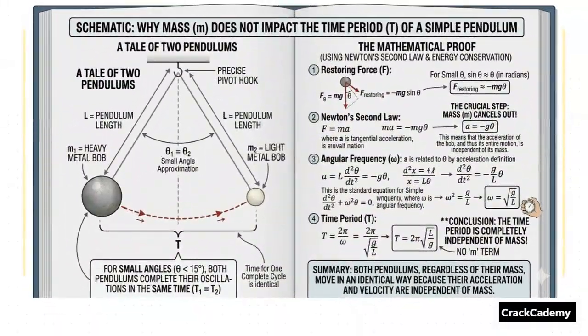So, finally solving that mystery from the beginning of our explainer. If you test a heavy metal bob against a really light wooden bob in your lab, the time period is going to remain exactly the same. As long as you drop them from the exact same angle and they're hanging on the same length of string, they're going to swing in perfect synchronization. No way around it, the heavy metal does absolutely nothing to make it swing faster. Mass is just a distraction.